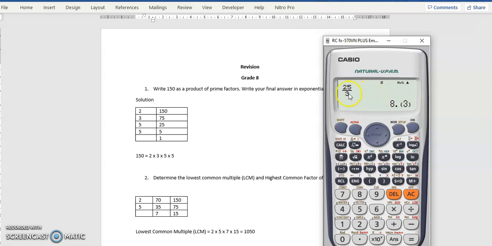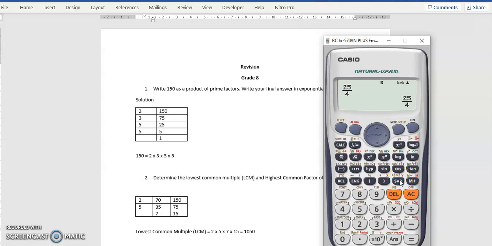Should we take 3? No. Why? Because it has a remainder. It means 3 cannot divide 25. We want a number that can divide 25 without a remainder. So let's try 4. Okay. 25 divided by 4. Gives me this one. There is a remainder. Alright?